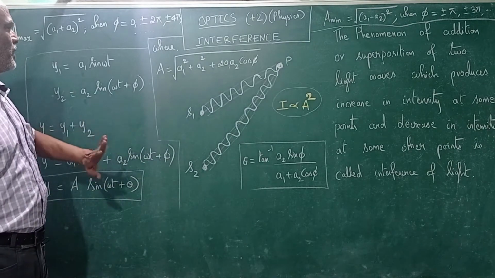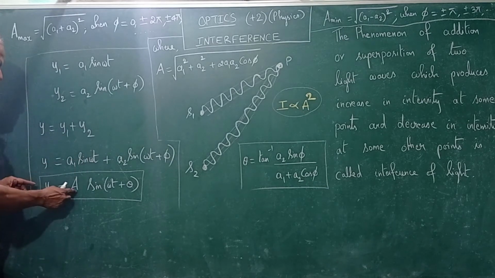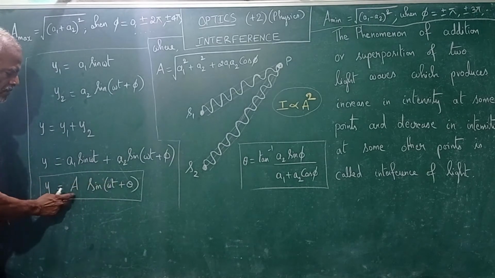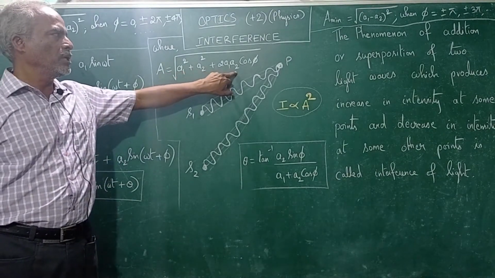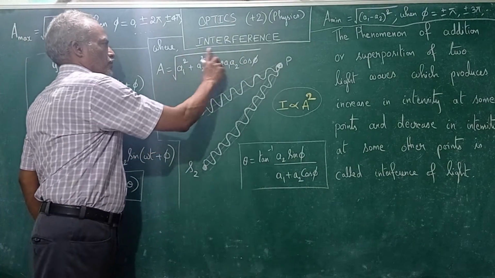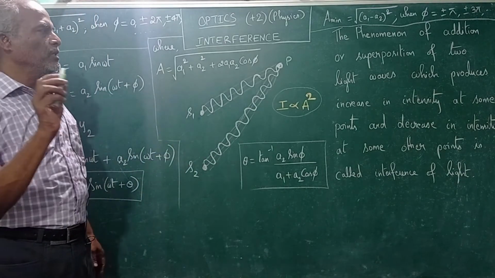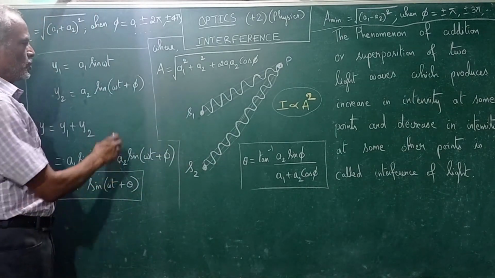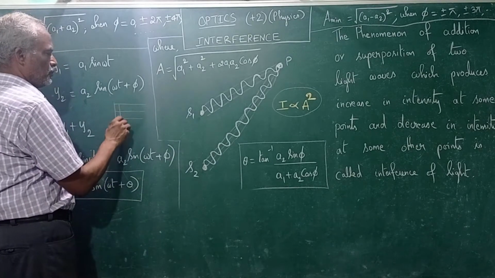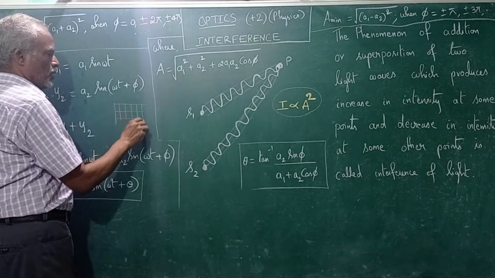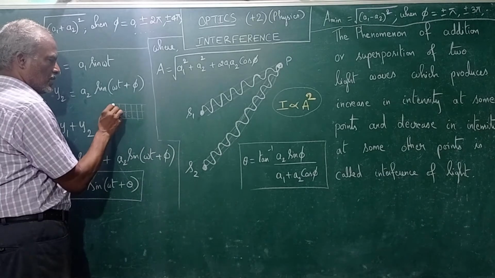Okay. Now we have this equation. That means the output is y, which is equal to A sin (omega t plus theta), and we have defined A. What is A? Square root of A1 squared plus A2 squared plus 2 A1 A2 cos phi. Now you have a term cos phi. So when will the cosine be maximum? I will draw the waveform. Okay. Now this is a sine wave, and the cosine wave starts like this.